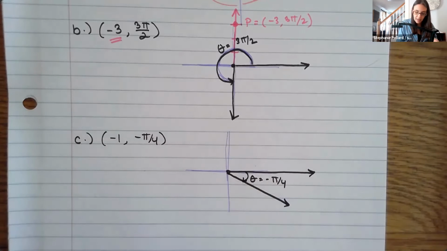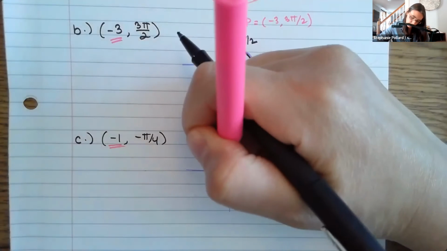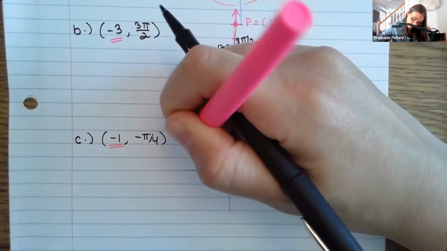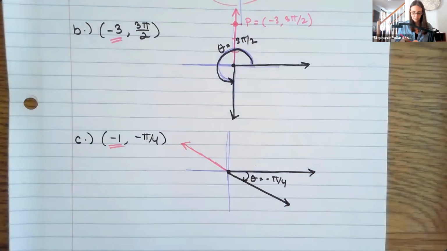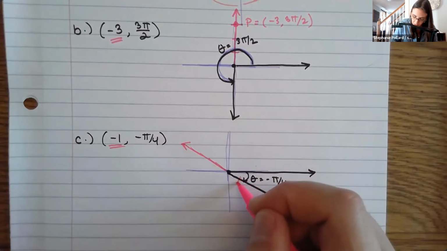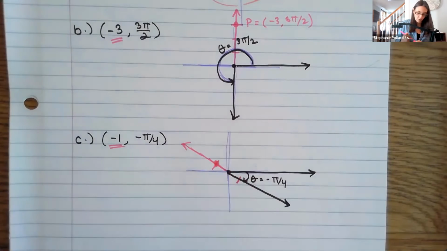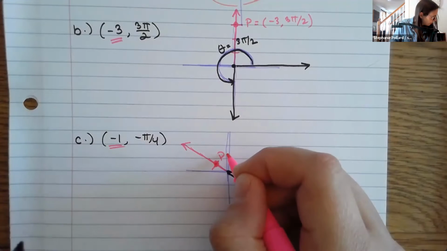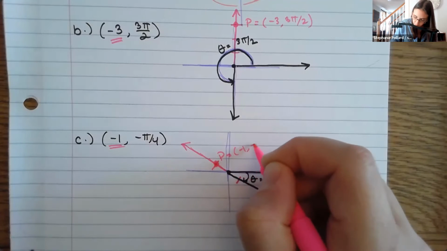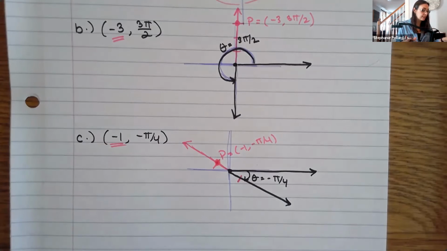But because you have a negative here, we're actually going to the ray opposite it. So I'm just going to continue that ray this way. And then we're going out 1 unit. So instead of going 1 unit here, I'm going to go 1 unit here. So my point is going to go right there. And this is my point. All right, so that's how we can plot points in the polar coordinate system.